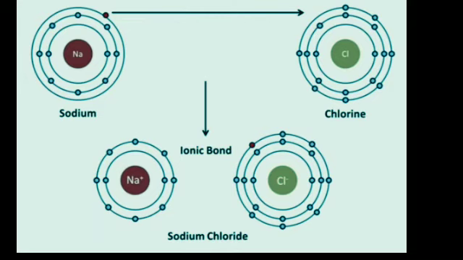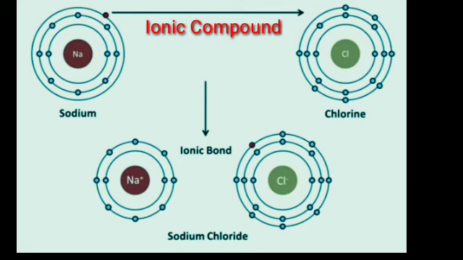Next topic is ionic compounds. The compounds formed from two units, namely cations and anions, are called ionic compounds. The cation and anion, being oppositely charged, have an electrostatic force of attraction between them. You know that this force of attraction between cation and anion is called the ionic bond.